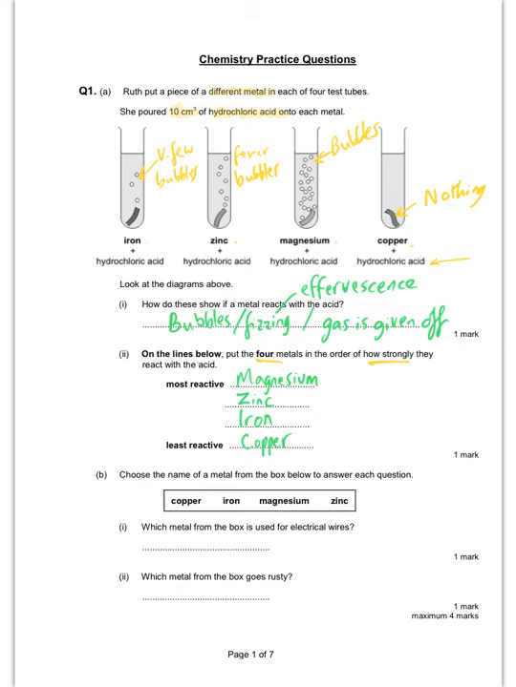Moving on to the next question. Choose the name of a metal from the box, so we're not just making this up, we've got 4 to pick from to answer each question. Which metal from the box is used for electrical wires? And the answer for that one is copper. Copper is used in electrical wiring. It is a really good conductor of electricity. Which metal from the box goes rusty? And that is iron. The rusty orange colour is iron combined with oxygen.